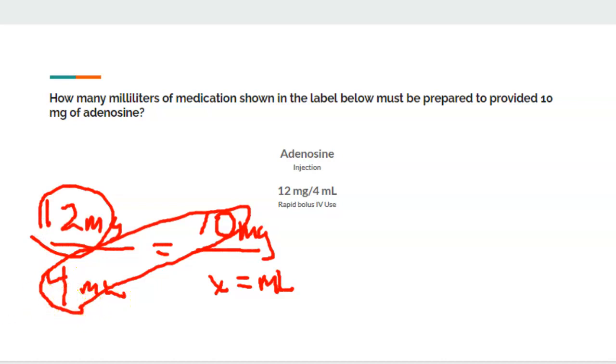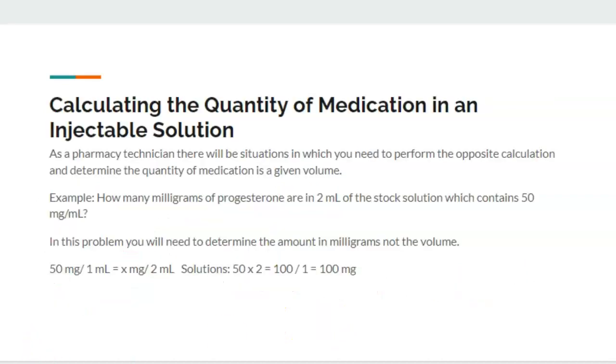So if you take 4 times 10 is 40 divided by 12, our answer ends up being 3.34 milliliters. We're going to round that. It ends up being 3.333, but we're going to round that off. And you can do it as dimensional analysis if you would like as well. So that's how you calculate dosing.